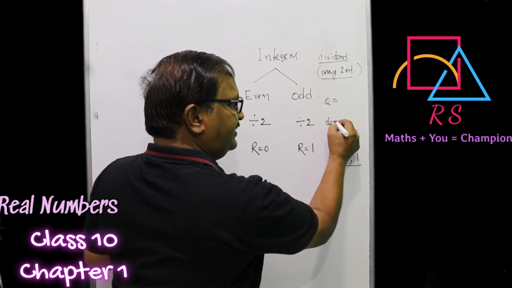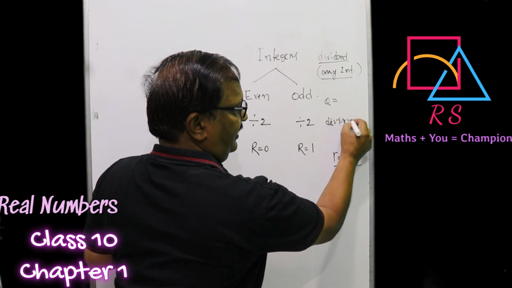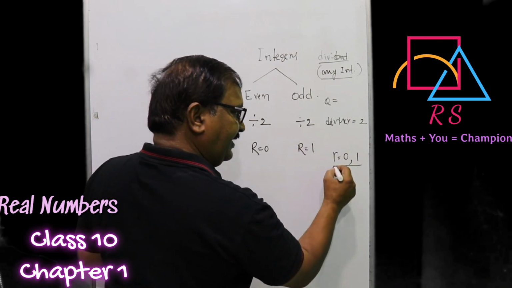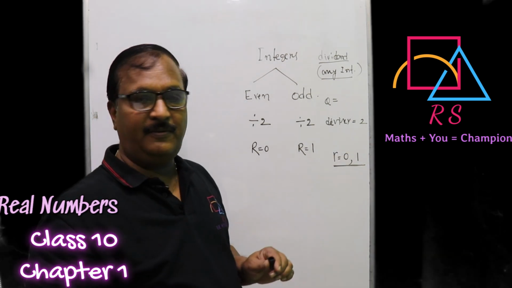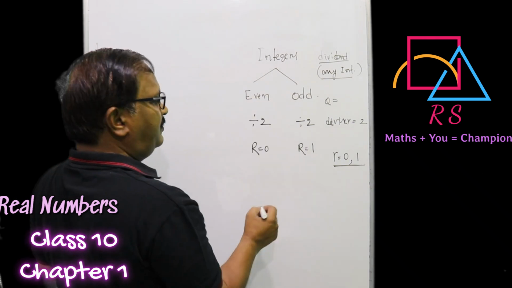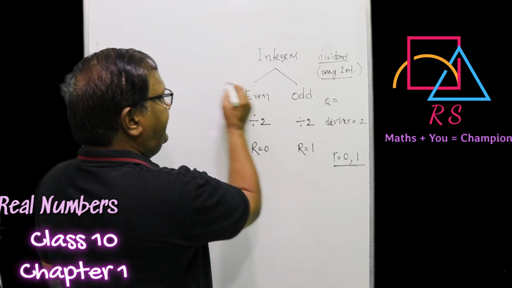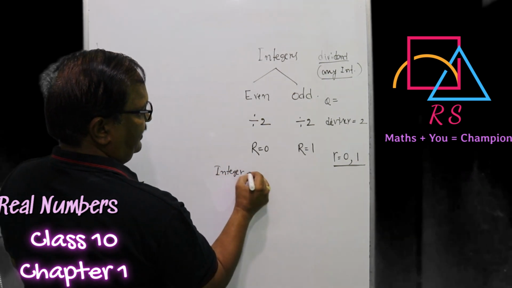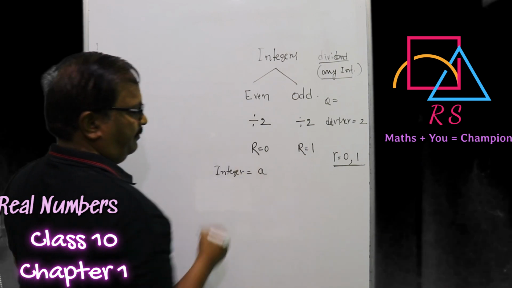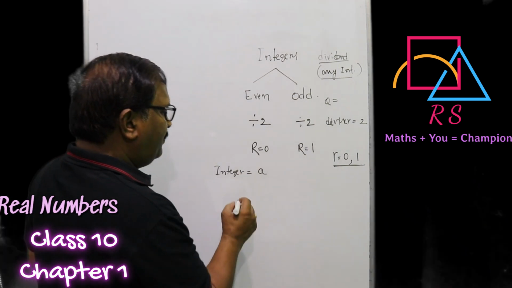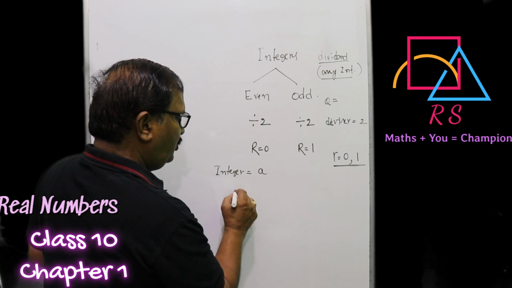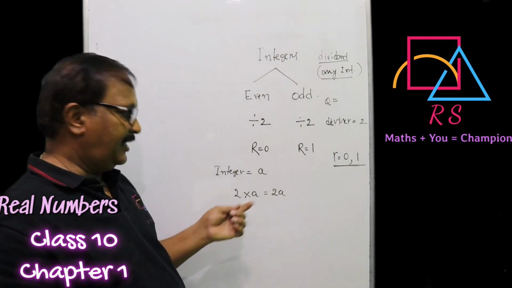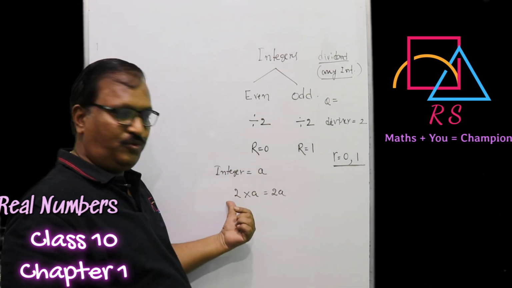So then what is the divisor? Divisor is 2 because we are dividing with 2. So then what are the remainder possibilities? 0 and 1. So now let us come to this area. For example, let the integer be a. You multiply 2 into this integer, you will be getting 2a. That means I multiplied this integer with 2.